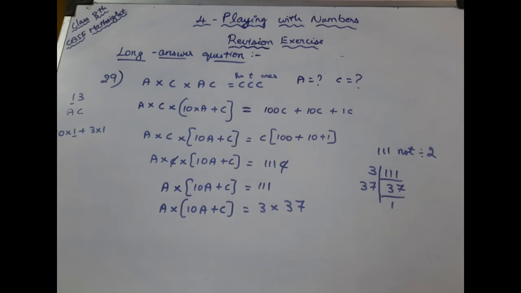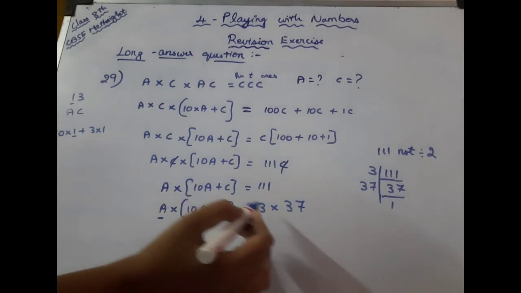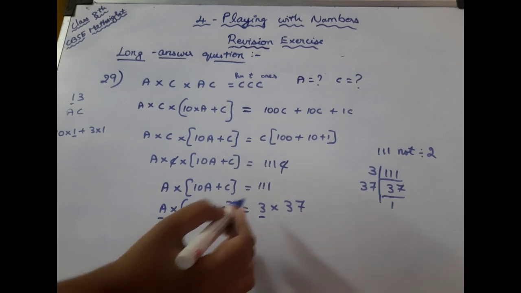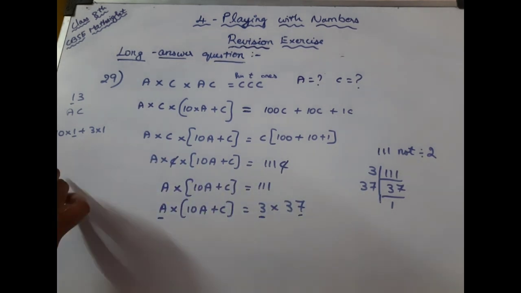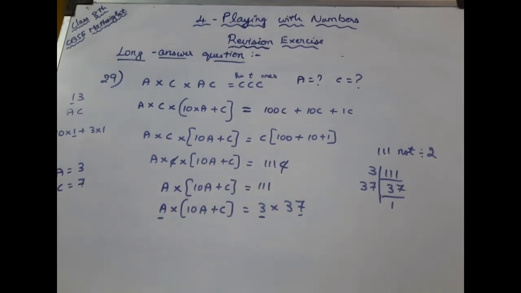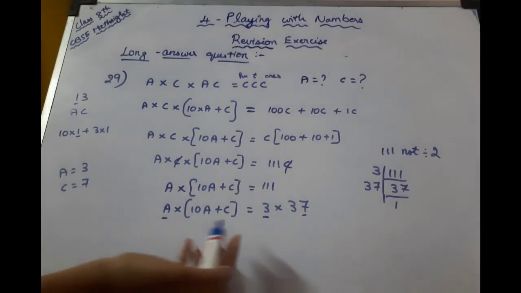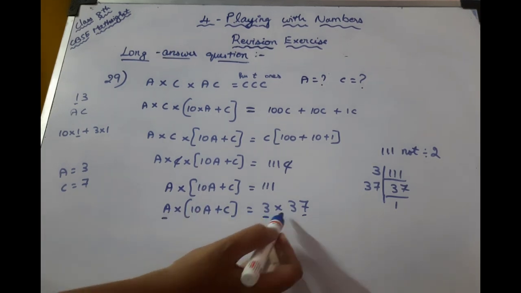So here we can try to compare both the values. We can try to take A as 3 and C value as 7, which means A equal to 3 and C value as 7. We will try to compare both sides. So we can try to take A as 3 and C as 7.